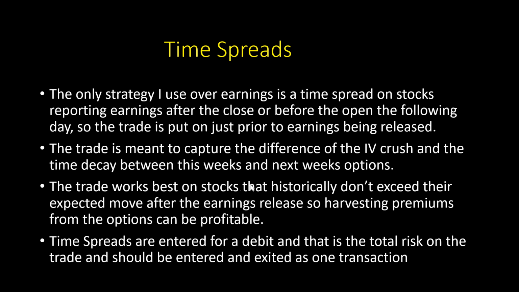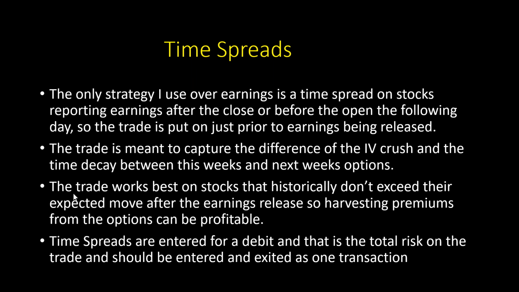The trade works best on stocks, and this is important, that historically don't exceed their expected move after the earnings release. What I mean by that is this is not what the earnings results are. This is the stock price movement after the earnings are released. Typically, the market makers have a range of where they expect the stock to go after earnings, and they'll price the premiums based on what they expect. If they expect the stock to move, let's say, 15% after earnings, they don't know which direction, they're going to jack up the price of the options by 15% or more. That's called implied volatility. They jack up the implied volatility so the premiums get much higher.